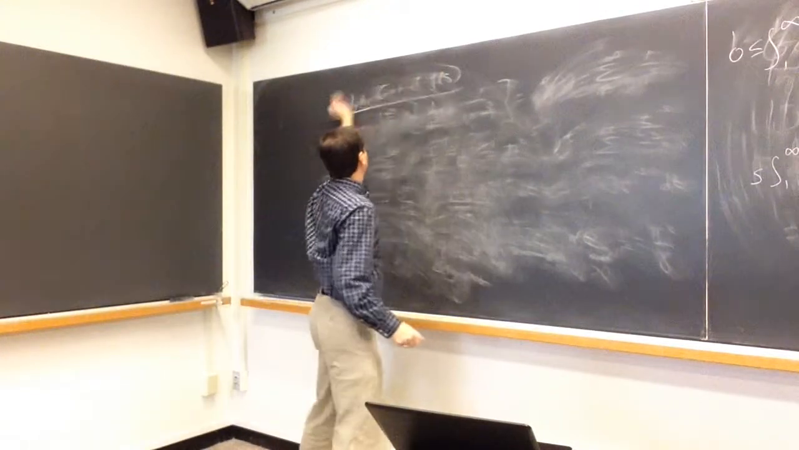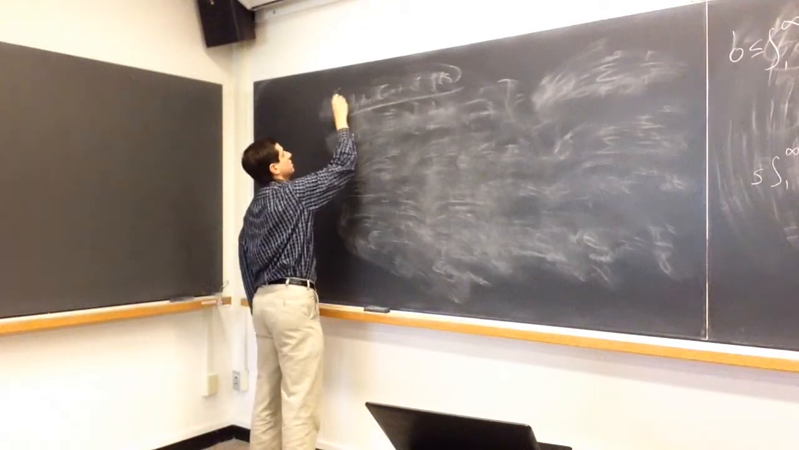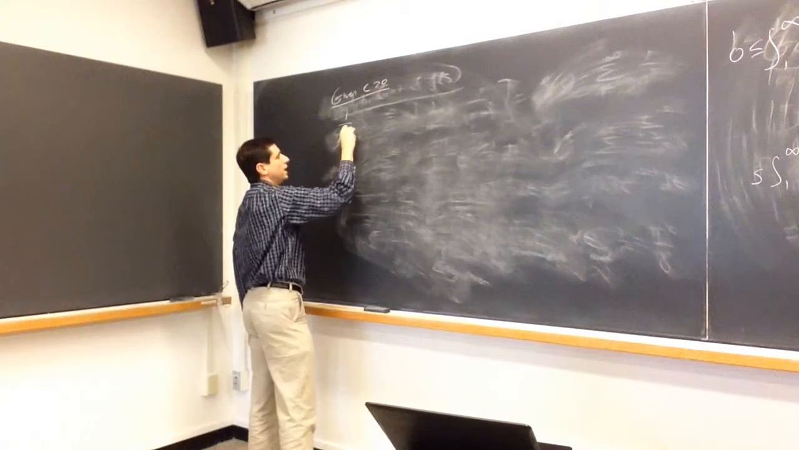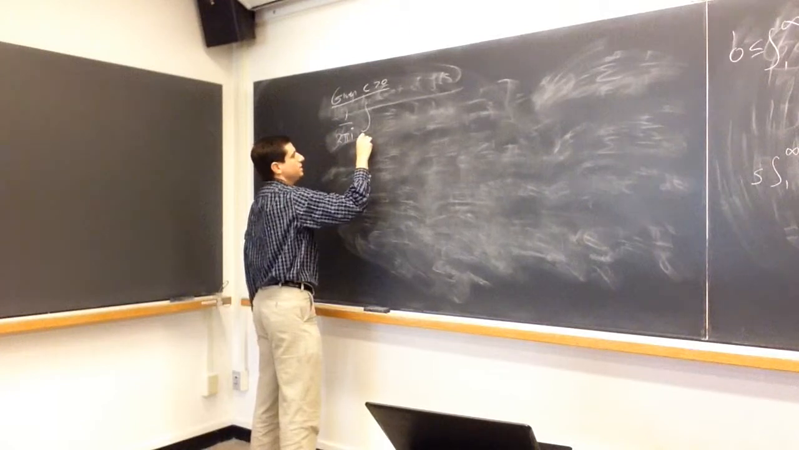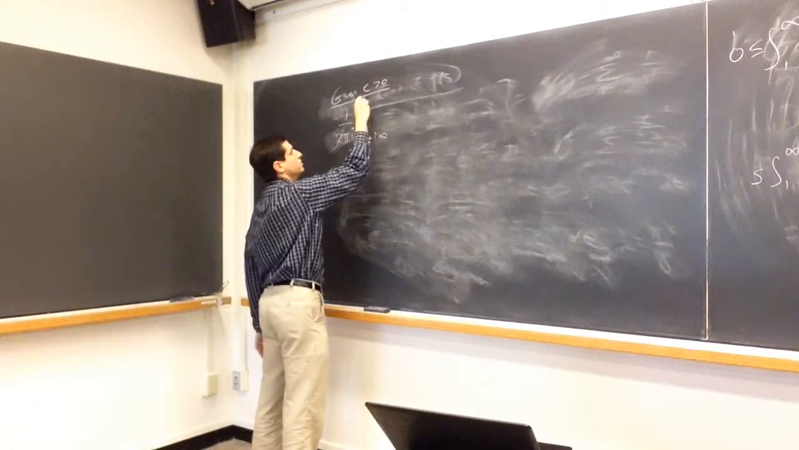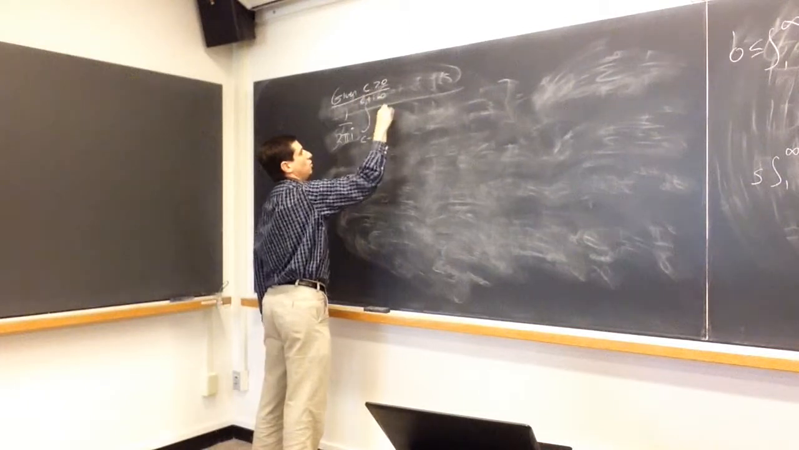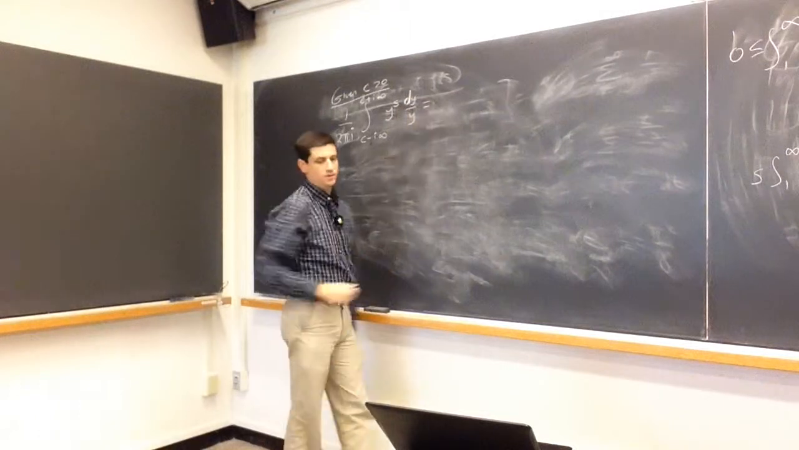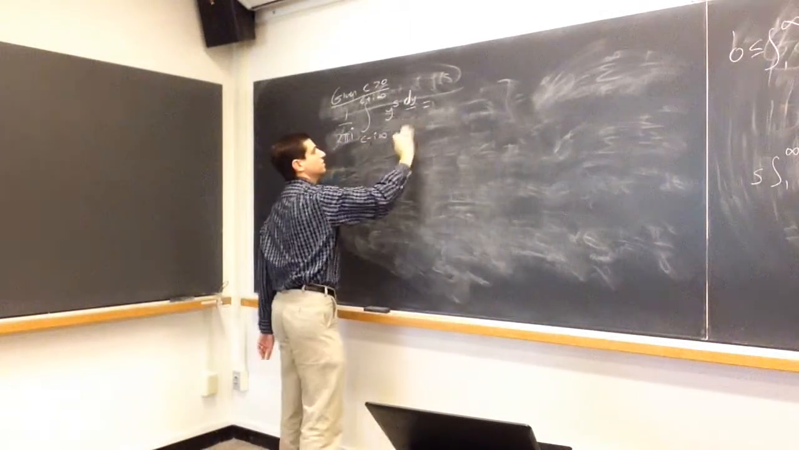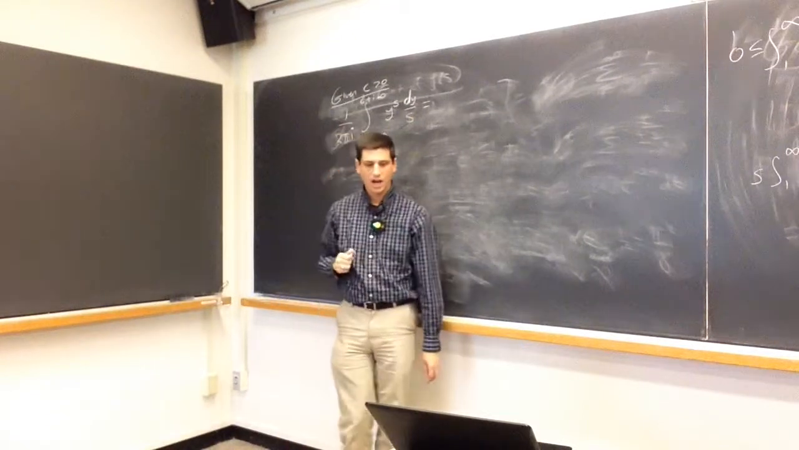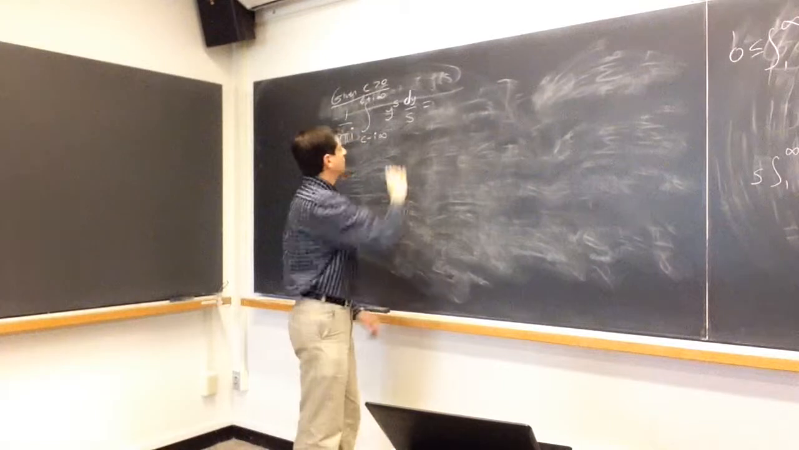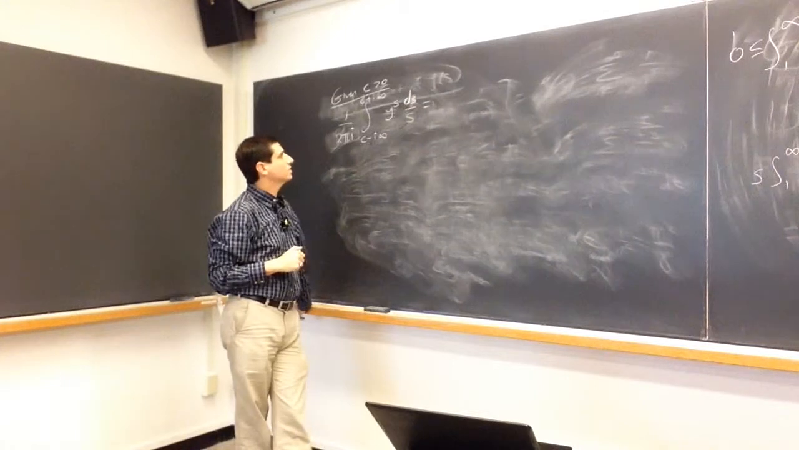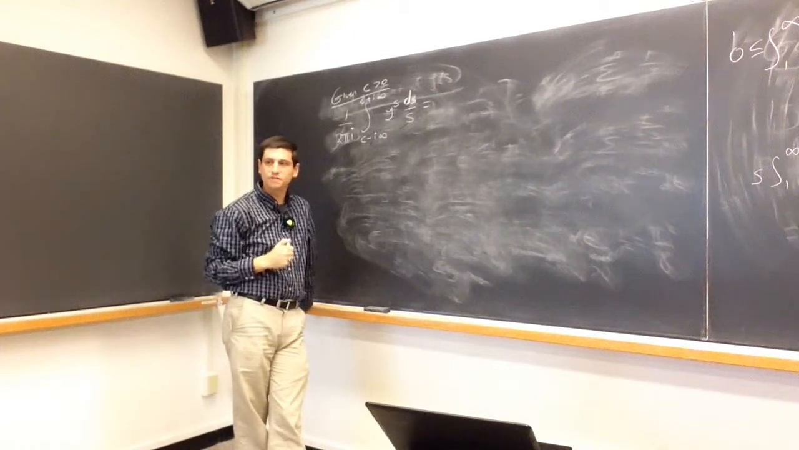So I want to evaluate the following. Given c is greater than 0, I want to integrate 1 over 2 pi i, the integral from c minus i times infinity to c plus i times infinity of y to the s, ds over s. Okay? I want to evaluate this integral. This is going to be a function of y.